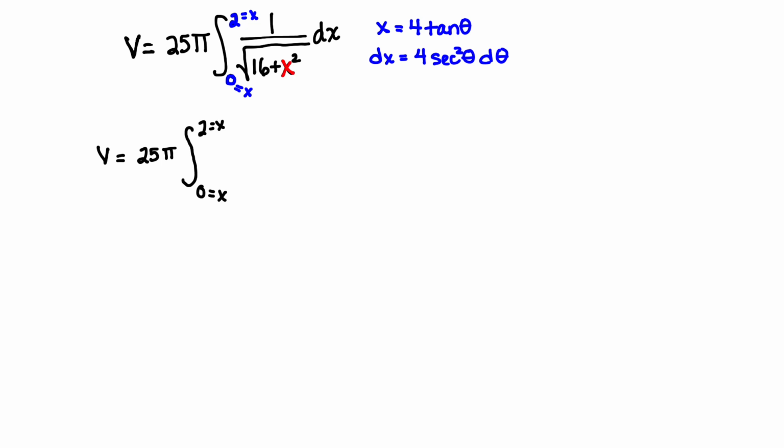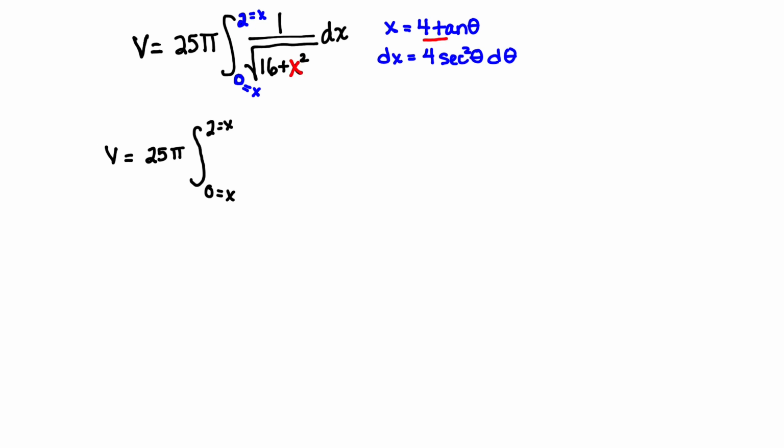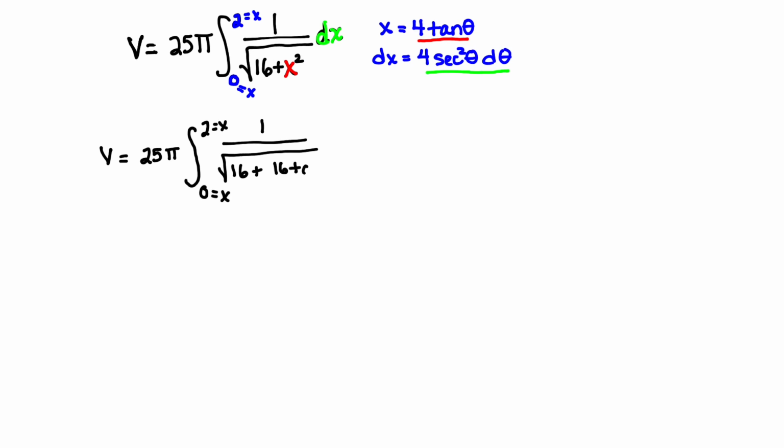I'm going to replace x with the expression 4 tan theta, and I'm going to replace dx with the expression 4 secant squared d theta. And when I do that, I get 1 over the square root of 16 plus, and in place of x, I'm putting 4 tangent theta. So when I square it, it should give me 16 tan squared theta. The dx is getting replaced with 4 secant squared theta d theta.